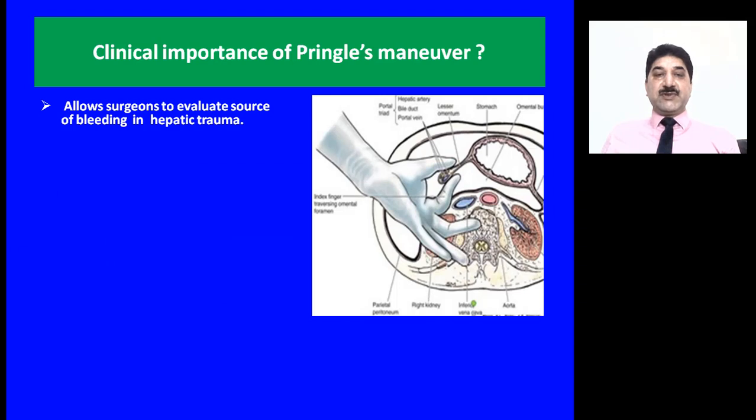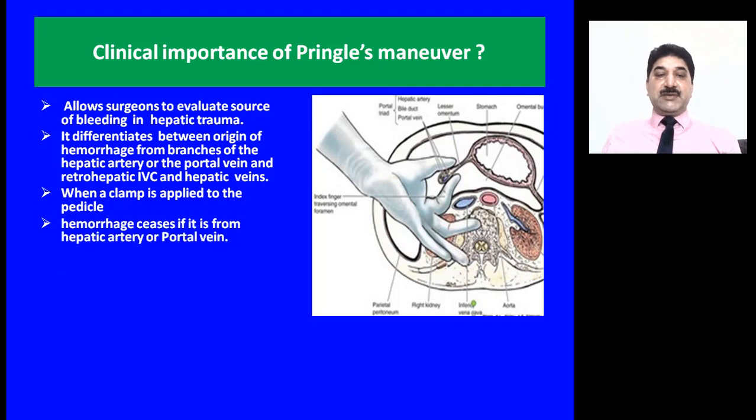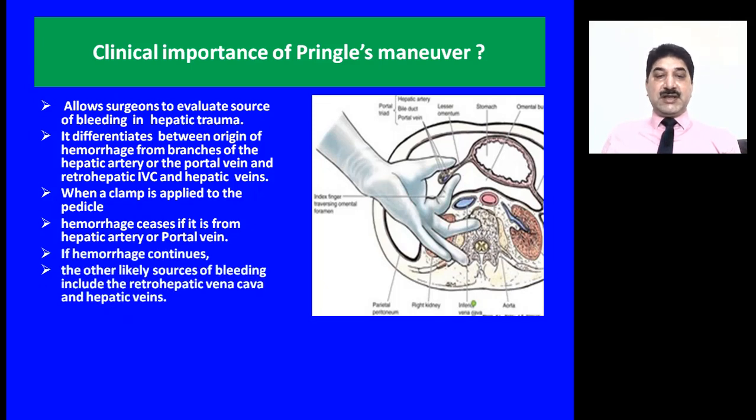Pringle's maneuver allows surgeons to evaluate sources of bleeding in hepatic trauma. It differentiates between origin of hemorrhage from branches of the hepatic artery or the portal vein and retrohepatic inferior vena cava and hepatic veins. When a clamp is applied to the pedicle in free margin, hemorrhage ceases if it is from hepatic artery or portal vein. If hemorrhage continues, the other likely sources of bleeding include the retrohepatic vena cava and hepatic veins. The surgeon differentiates between bleeding originating from hepatic artery or portal vein and other sources.